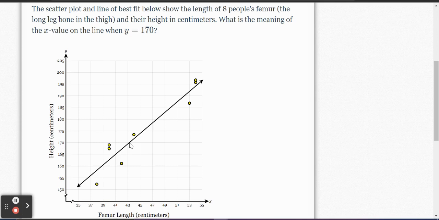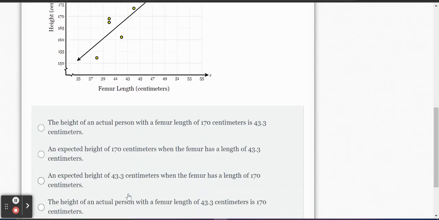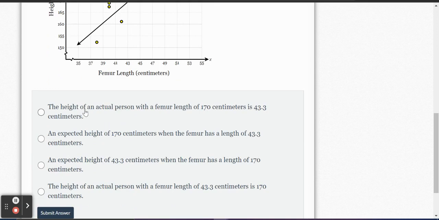It's probably, we're predicting something here. So we're predicting the femur length is like 43 point something. 170, 43 point something. So it's not the actual. I meant to say this is not an actual data point right here. This is not an actual data point here. It's expected. We're predicting it.